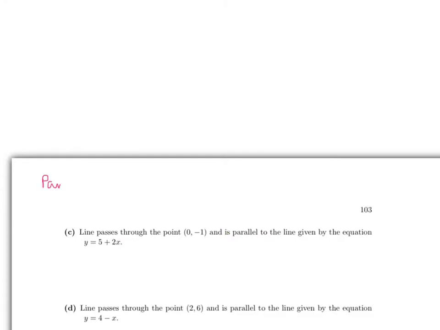Parallel lines have equal slope. This should make some sense. Parallel lines are lines that never intersect. In other words, they would have to run side by side each other. If they run side by side, then they must have the same steepness or the same slope.